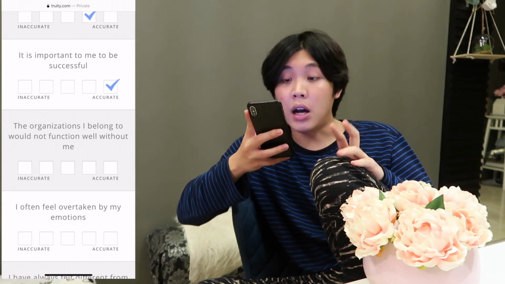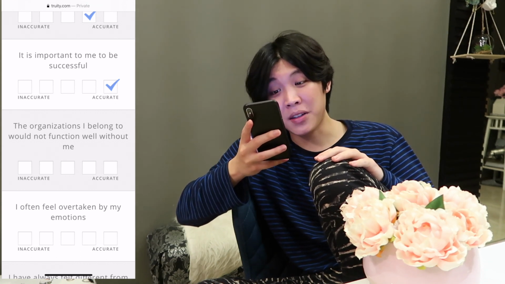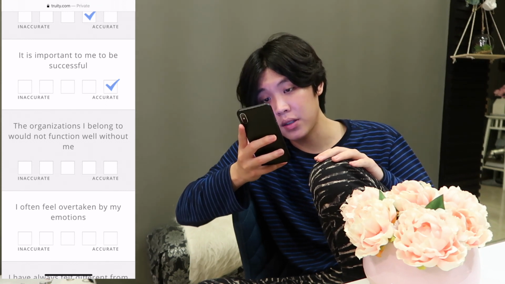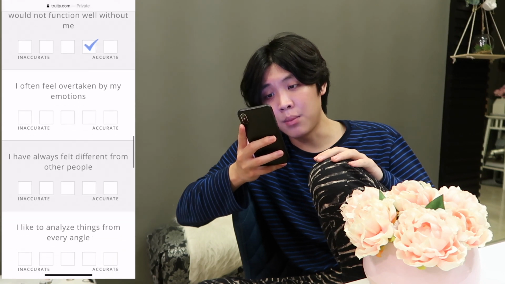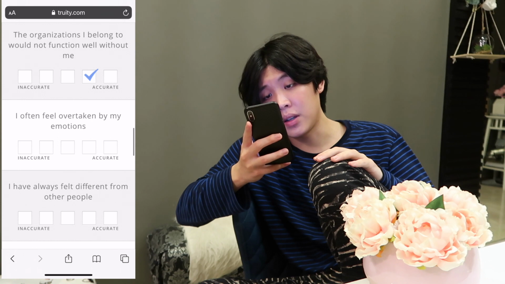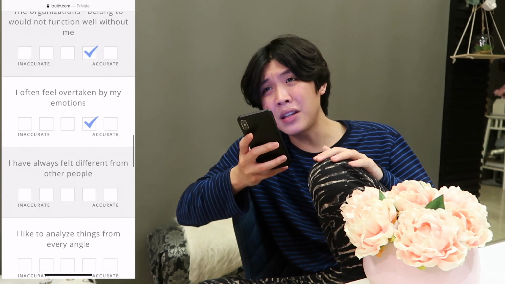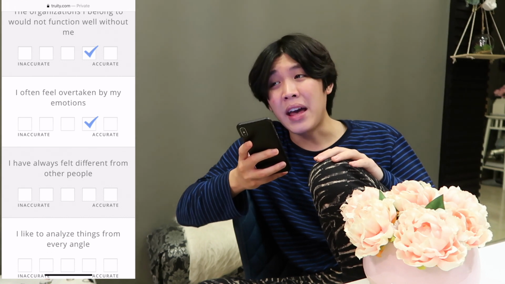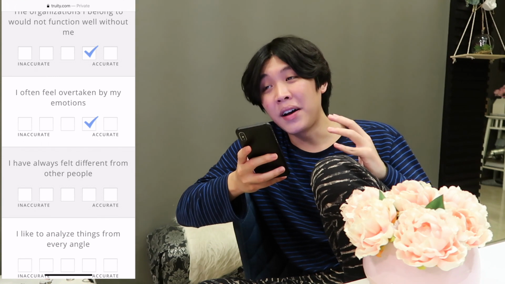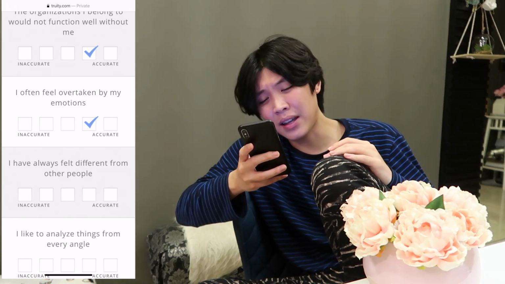So I'm currently not under any organizations, so I kind of value myself and the skills that I have, so I'll go with slightly accurate for this. I often feel overtaken by my emotions. Oh my gosh, this is 150% accurate, but I think I'm gonna go with slightly accurate because at times, even though I'm a person that has a little bit of difficulty in controlling my emotions, at the end of the day, it is still somewhat controllable to a certain extent.